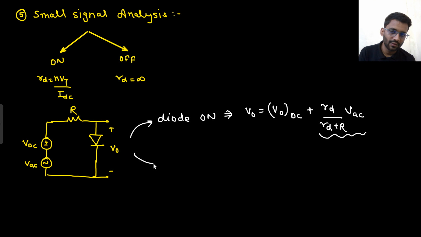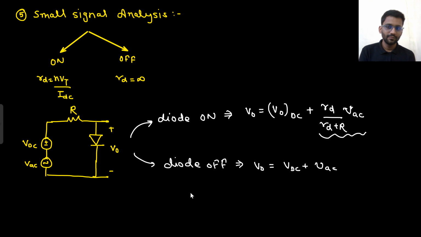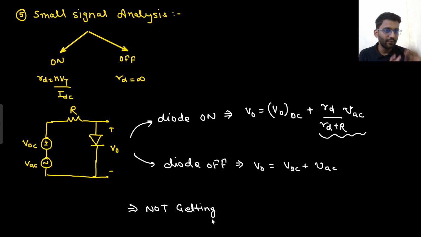And if it was off, what would happen? If the diode is off, you would simply get V0 equals VDC plus VAC. So again, it is not amplified. So you are not getting an amplified output from the diode. We are actually moving to our 4-terminal or 3-terminal device. So why do we need that device? This is what I am telling here: not getting amplified output.